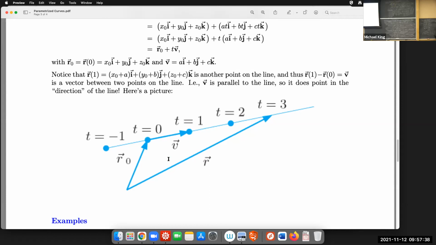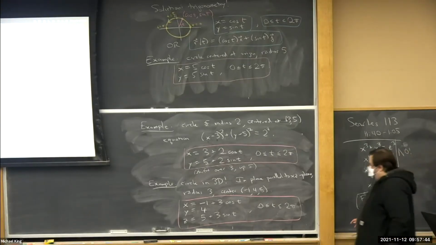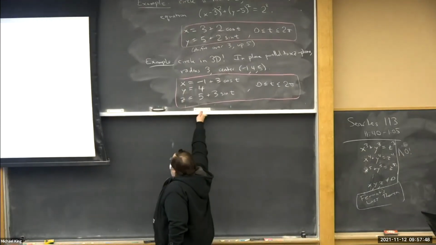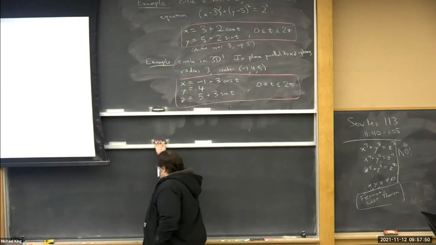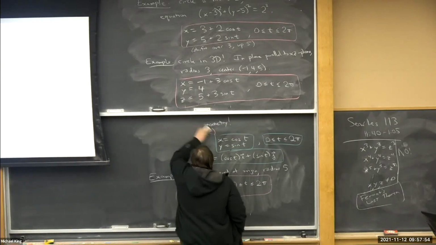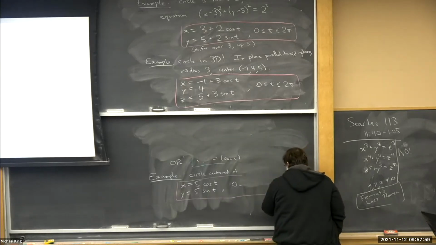So maybe just as a thing to write on the board and think about for Monday, there's this really abstract vector way of writing down lines, but I'll get into examples and see it concretely on Monday.